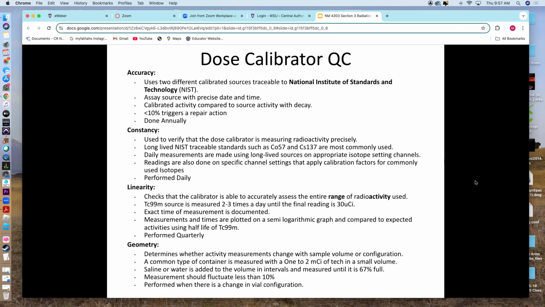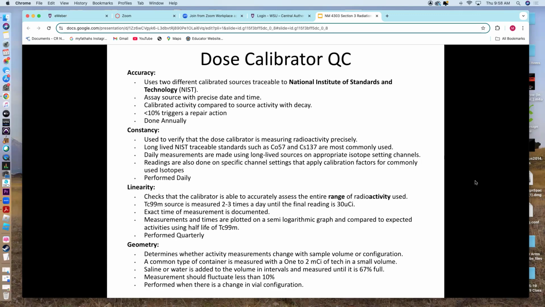The next one is linearity. What this does is it's a measure of, over the range of activity that your dose calibrator can look at, is it able to accurately measure whether you have a small dose or a large dose? And can it calculate the ability to know what a dose should be over time?